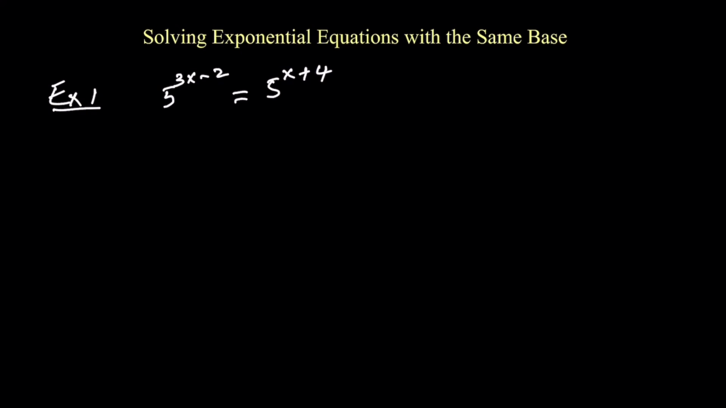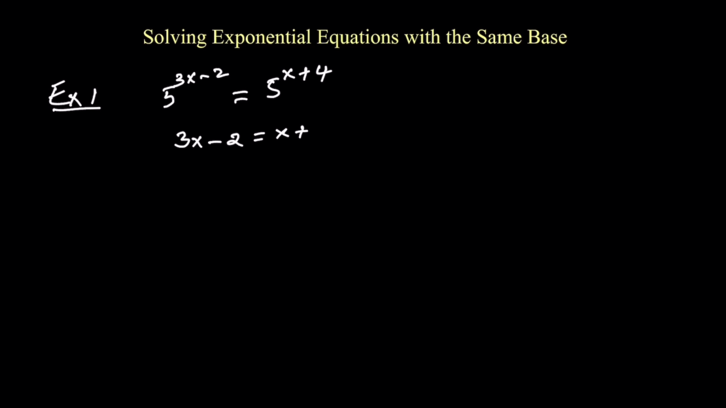Suppose we're given the equation 5 raised to the 3x minus 2 equals 5 raised to the x plus 4. Notice right away that the variable x is in the exponent on both sides. And just as importantly, the bases are the same. When two exponential expressions have the same base and they're equal to each other, then the exponents must also be equal. So we can set the exponents equal.